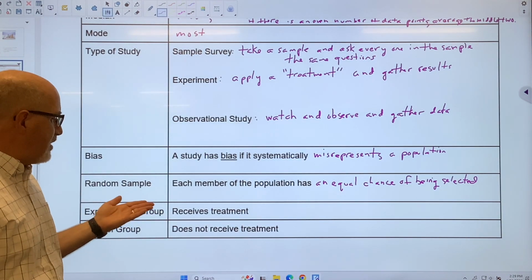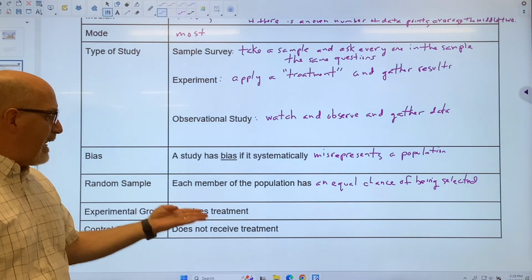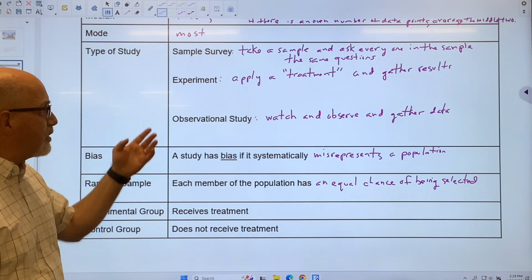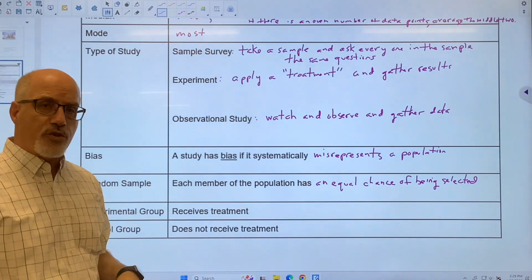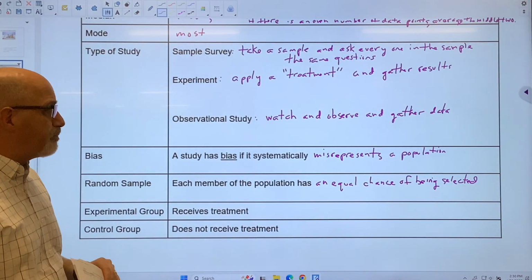All right, lastly, these two are already filled out. Experimental group is when you apply a treatment and it receives the treatment, that's the experimental group. And the control group is when you don't apply that treatment to it, and then you compare the two to see if there's a difference between them.